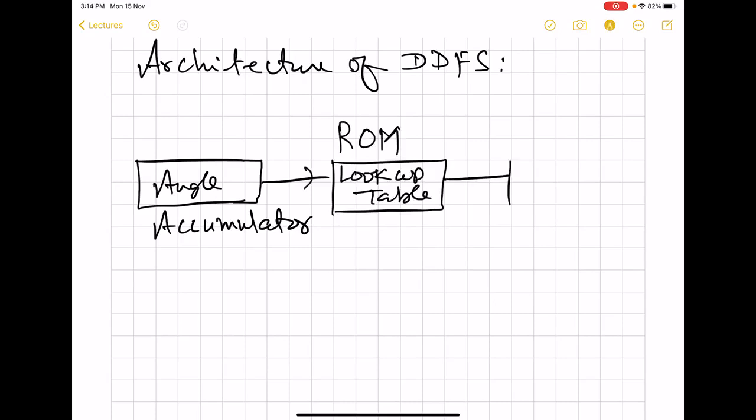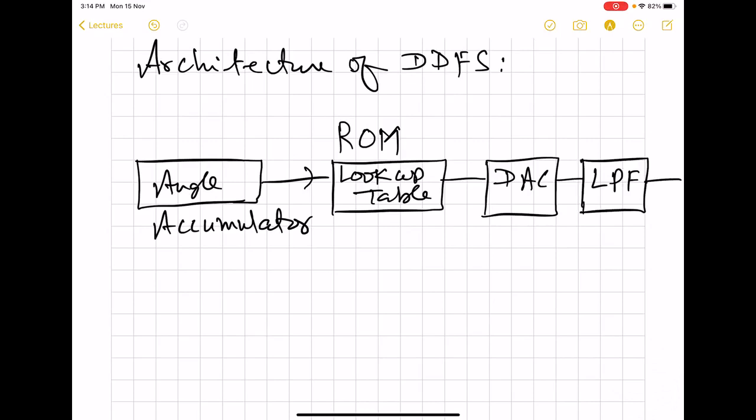Then we have digital to analog converter. And then finally we have low pass filter. Low pass filter. So these are the key building blocks of DDFS.